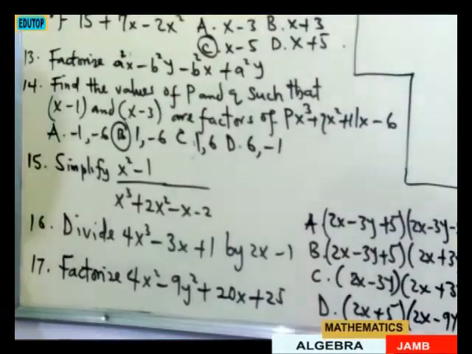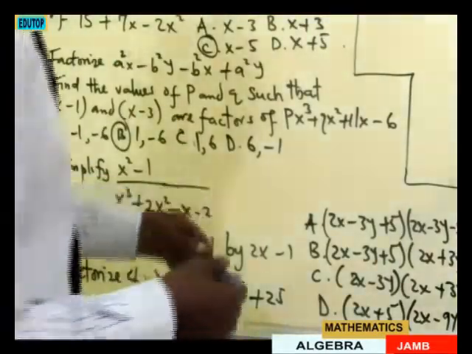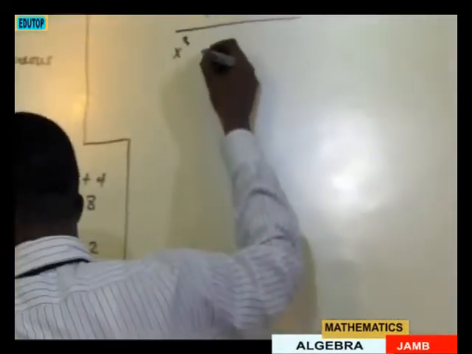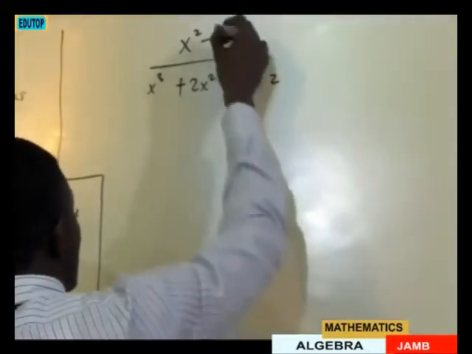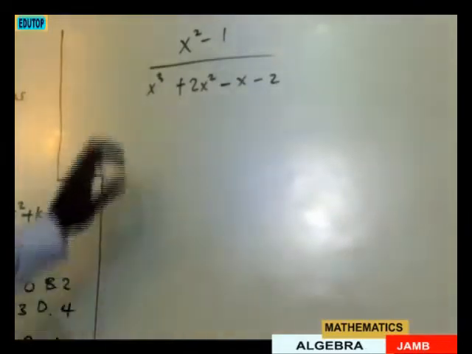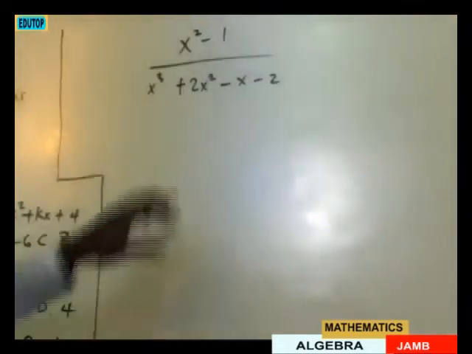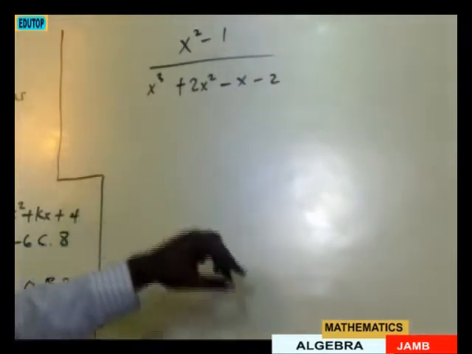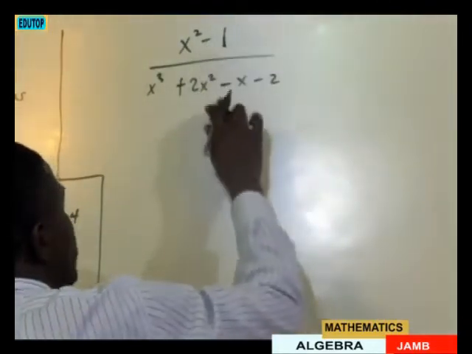Now, the next question asks us to simplify x squared minus 1 over x cubed plus 2x squared minus x minus 2. So in this situation, we are only asked to simplify. The upper one is a simpler expression compared to the denominator. So the denominator is a polynomial of degree 3. So what we need to do is to break this, because I know that this one is only testing difference of two squares. So it's this one that I need to break now.